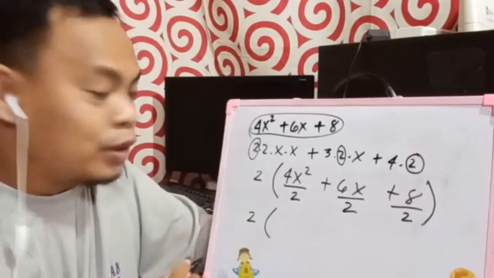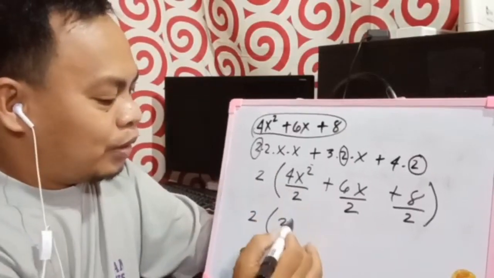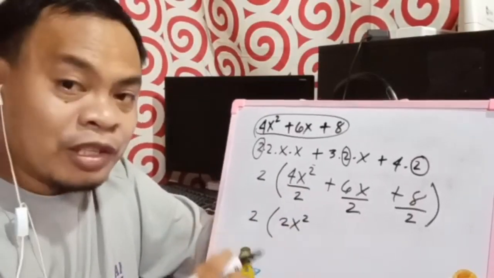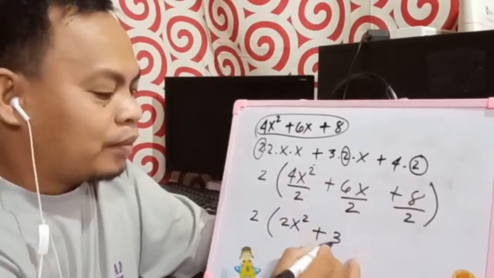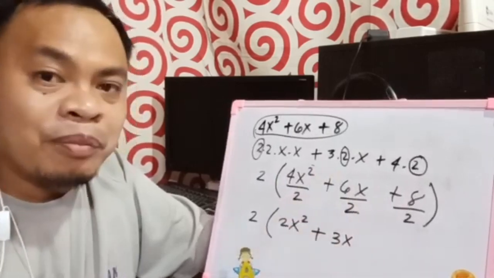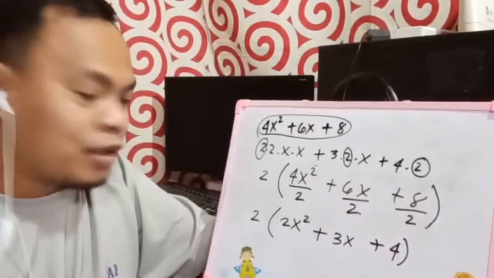4 divide 2. So that is 2. So x squared is still the same. So 2x squared plus 6 divide 2, that is 3. And x is still the same. And 8 divide 2 is 4. So our answer is this one.